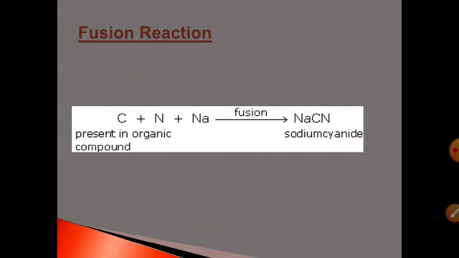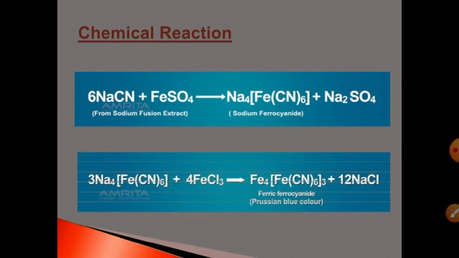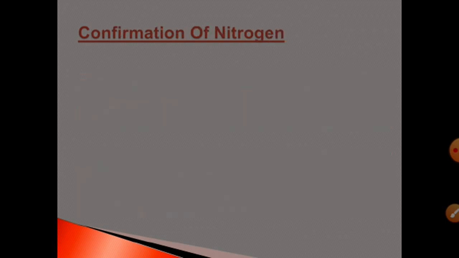Fusion reaction: sodium reacts with nitrogen present in our organic compound and is converted into sodium cyanide. This sodium cyanide, or the sodium extract solution, is used for the detection of nitrogen. When sodium cyanide reacts with ferrous sulfate, it is converted into sodium ferrocyanide. Sodium ferrocyanide further reacts with ferric chloride and is converted into ferric ferrocyanide, which is Prussian blue in color.